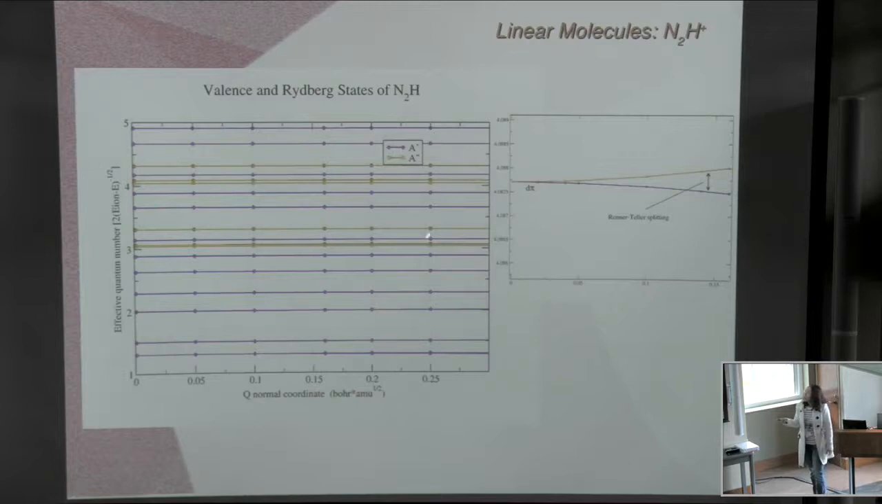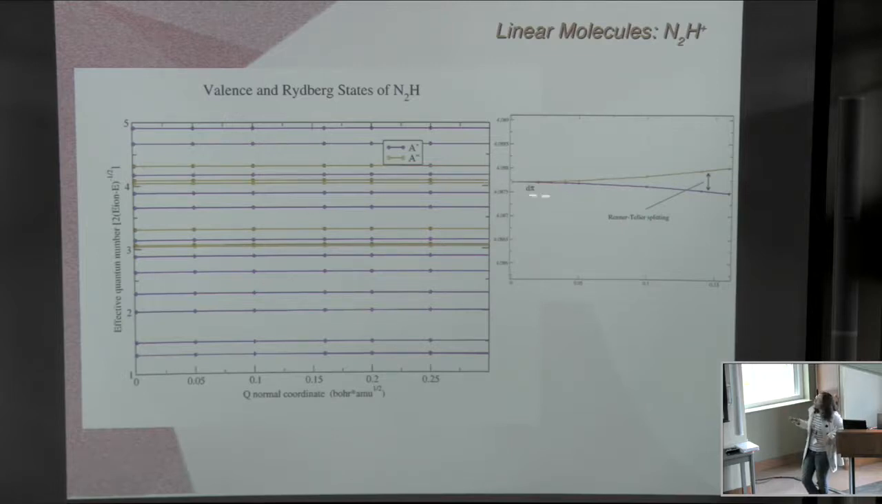So this is the calculation for N2H plus. We did this for N2H plus, and we did this for HCO plus. So we calculate our quantum defects, and I'm giving the effective quantum numbers for the valence and the Rydberg states of the molecule.